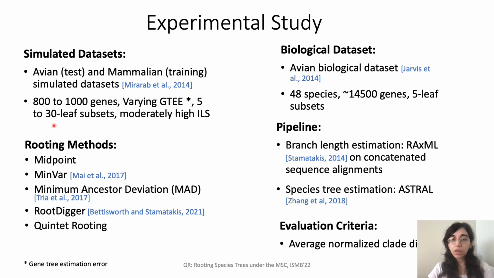So we compared 4 different rooting methods with QR, basically the leading methods that existed for rooting phylogenetic trees that could be applied to these datasets. And we used these rooting methods to find a root on both true unrooted topology and an estimated unrooted topology that was produced by Astral. And finally, our evaluation criteria was average clade distance, which is an extension of Robinson-Foulds distance for rooted trees. And now we will see some of the results from our experimental study.